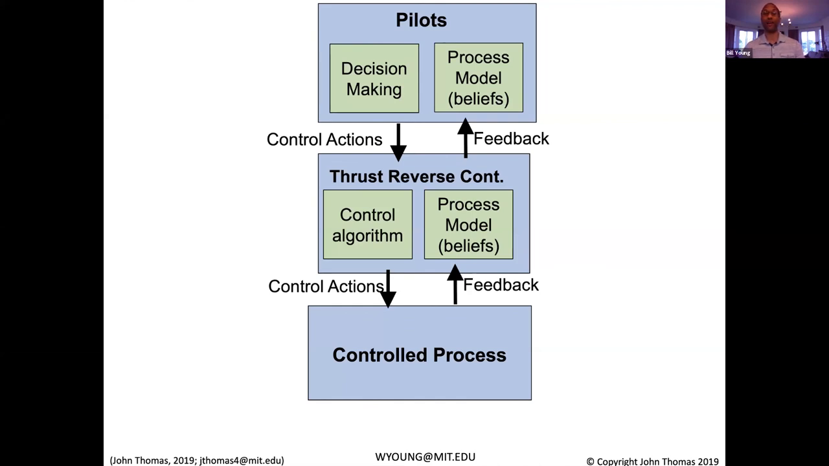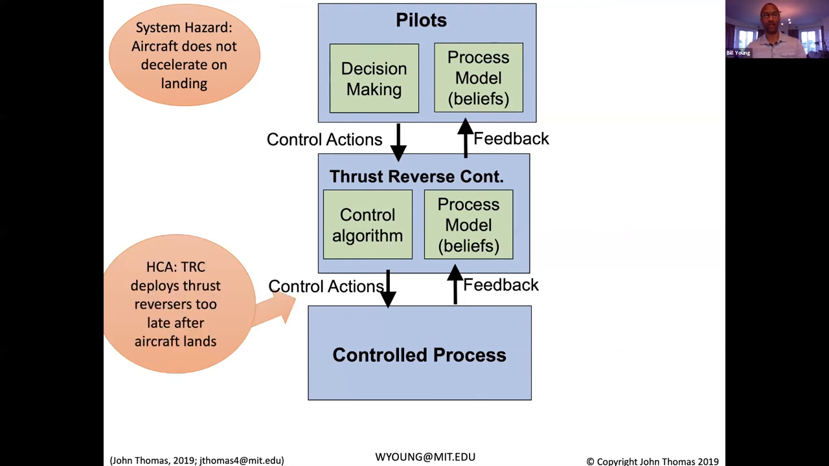If it doesn't deploy on the ground, it can also lead to an accident, because the pilot is expecting to slow down and is unable to. Returning to the Warsaw accident that Nancy briefed on Monday: the system hazard was that the aircraft doesn't decelerate on landing. The control action is that the thrust reverser controller, TRC, deploys the thrust reversers too late.